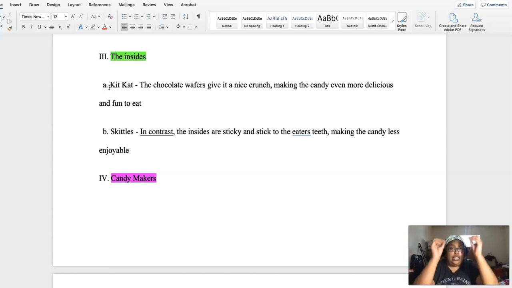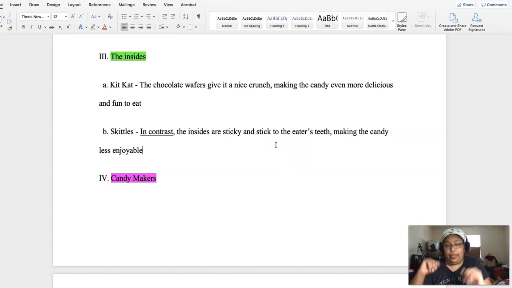And then we have our transitional phrase, which is "in contrast," right? That is, we're literally saying, however, the beautiful shade I'm about to give you about Skittles is this. They're sticky and stick to the eater's teeth. And again, I'm going to go ahead and do this. Ooh, no. Do this. Why? Because that's a possessive. And anyway, that's a grammar lesson for another day. All right, so here we have Kit Kat, Skittles. Same paragraph. We're both talking about the insides, or the taste of it.